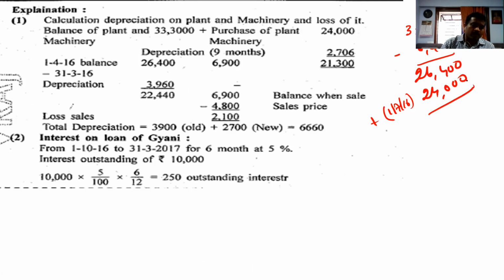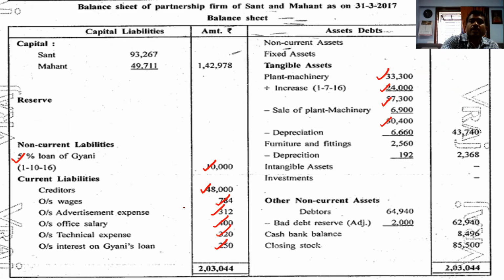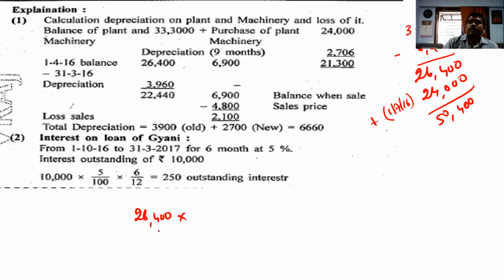So 26,400 plus 24,000, total we get 50,400. Now for 26,400, we have to charge the depreciation fully, right? While for 24,000, we have to calculate for how many months? From 1/7, so 7, 8, 9, 10, 11, 12, that is 9 months.